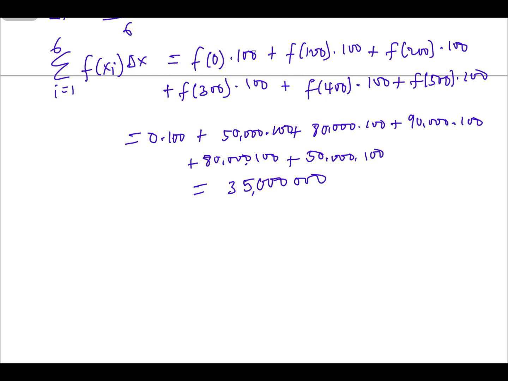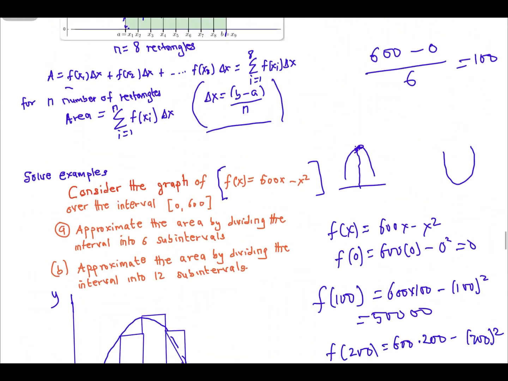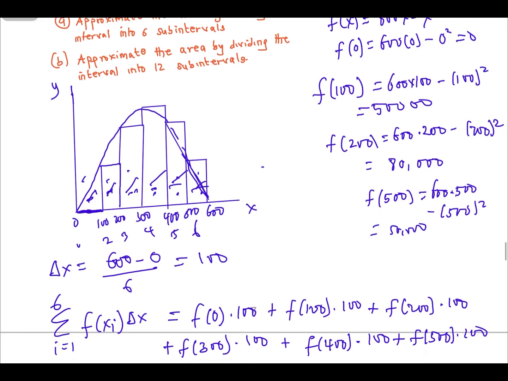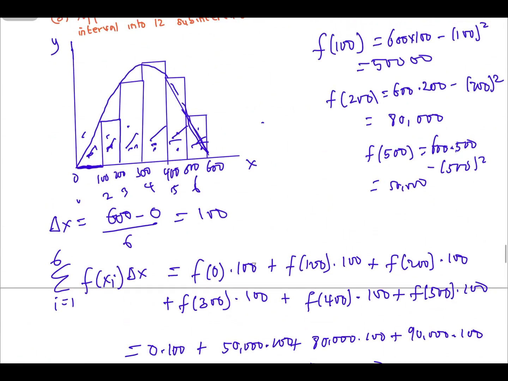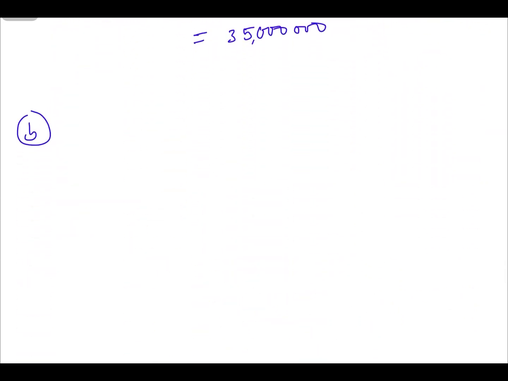Yeah. So this is what we got when we use a subinterval of 6. So let's look at the B. For B, they are telling us that we should approximate the area by dividing the subinterval into 12. So based on this, let's quickly draw our figure here.